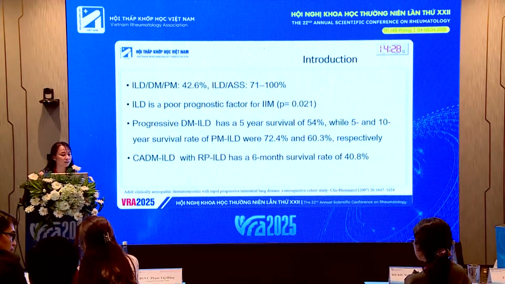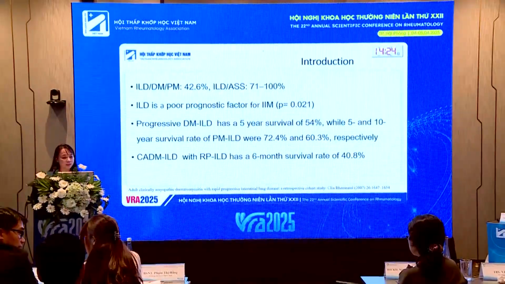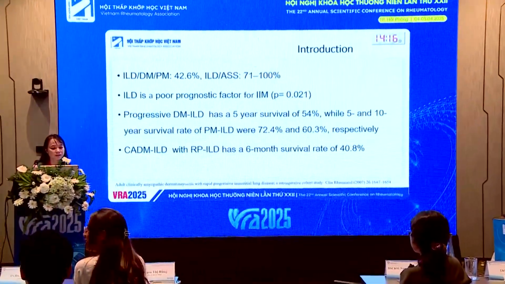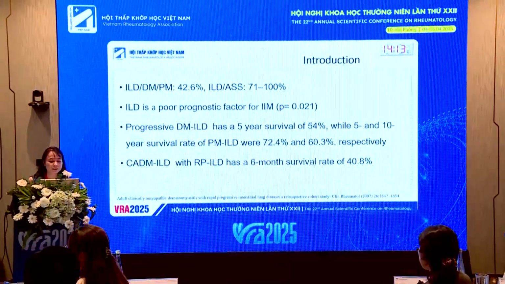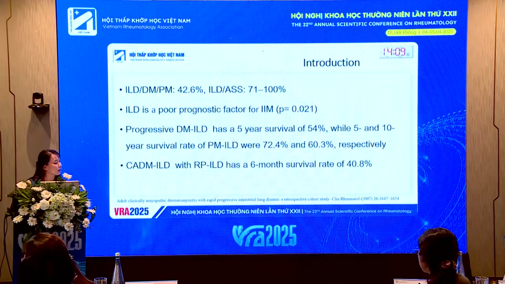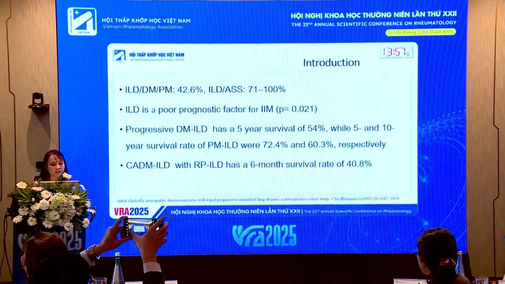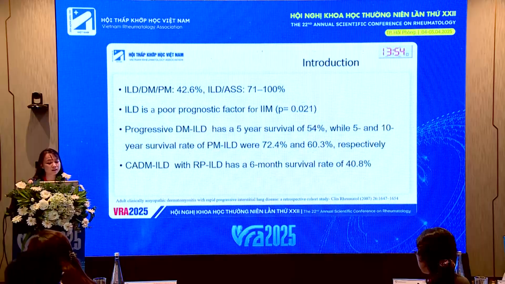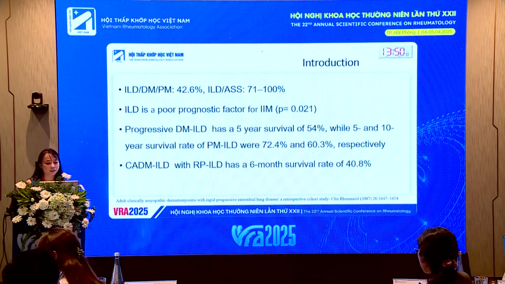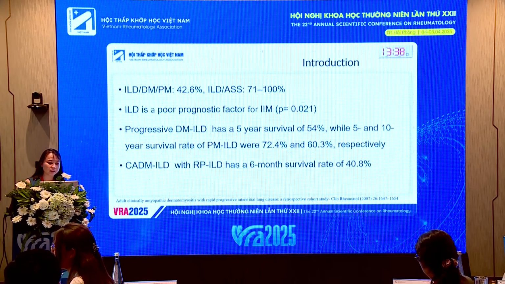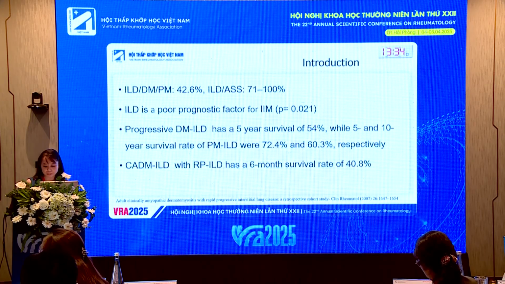Interstitial lung disease is a common complication in idiopathic inflammatory myopathy with a prevalence of 42%, especially in anti-synthetase syndrome, where the prevalence rate ranges from 70 to 100%. ILD is a poor prognostic factor for idiopathic inflammatory myopathy. The 5-year survival in progressive dermatomyositis associated ILD is 54%. The survival rate of polymyositis associated ILD is better: 5 years, about 70%; 10 years, 60%. For clinically amyopathic dermatomyositis associated ILD, rapidly progressive ILD has a 6-month survival rate of 40%.